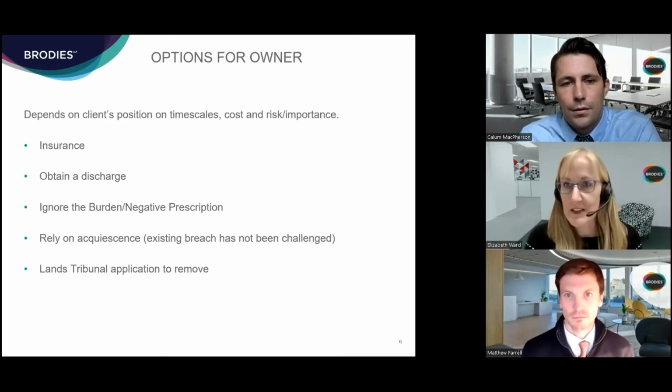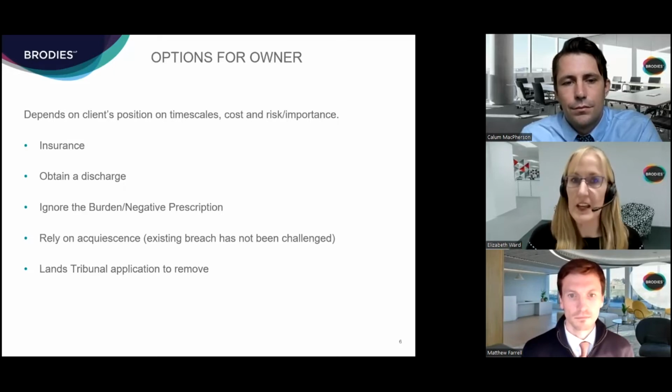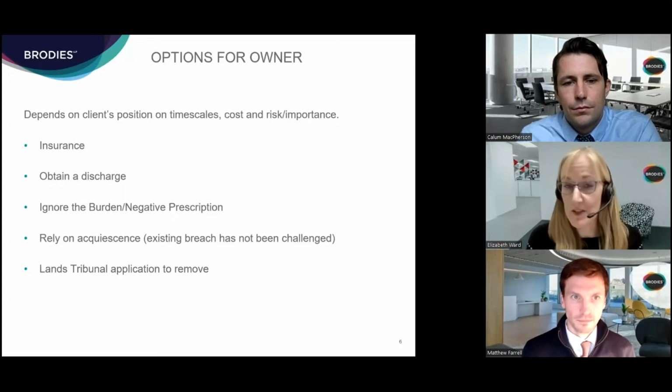Rely on acquiescence, and Calum just touched on this before, where if you've incurred material cost, for instance, and the existing breach has not been challenged, that could be seen to apply in that the other owners have essentially acknowledged there's a breach but not done anything about it.